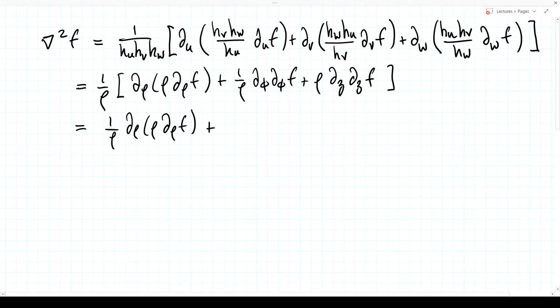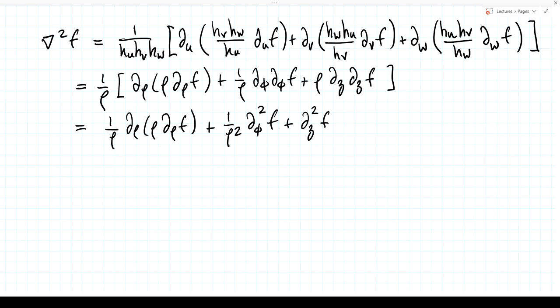And then here, let's see, we've got a 1 over rho here and another 1 over rho there. So we get 1 over rho squared, the second derivative with respect to phi of f. And then this rho cancels that rho, and you are left with the second derivative with respect to z of f. So there's the Laplacian in cylindrical coordinates. So when we form the Helmholtz equation, we're going to have these three factors in there, then plus beta squared times f.